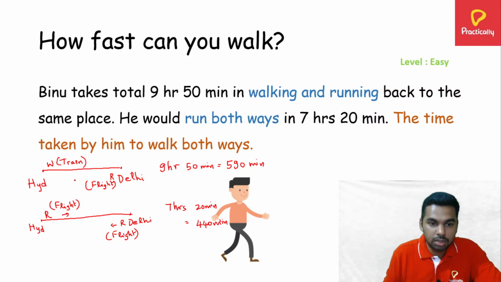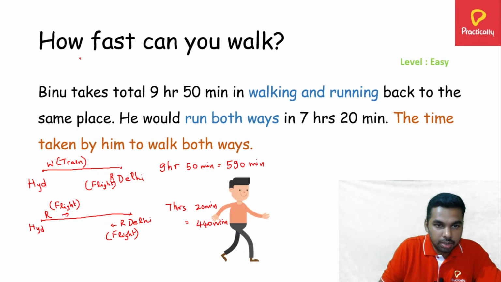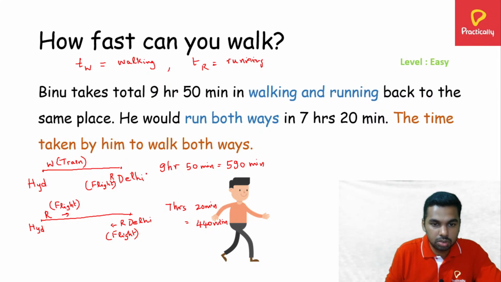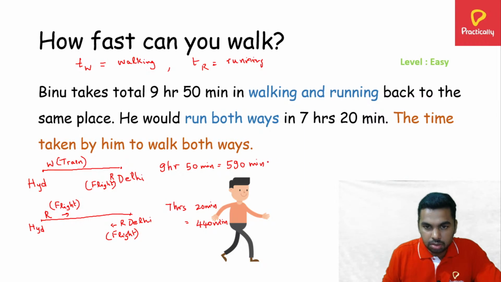So we have already computed the time for walking, TW. We can call it a new variable. TW is walking time. So here I won't be using any distance, and let's call the running time TR. This is running. Now we can write two equations over here. Okay, let us write here TW plus TR. This is the first case. This is 590.